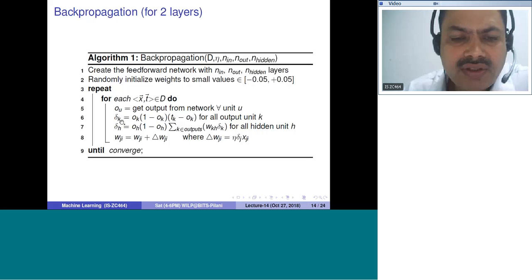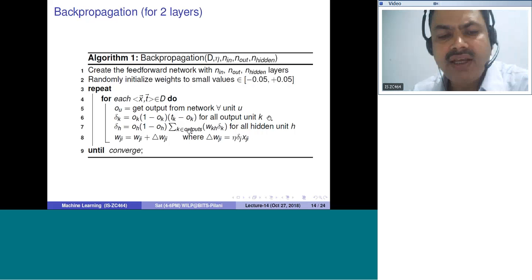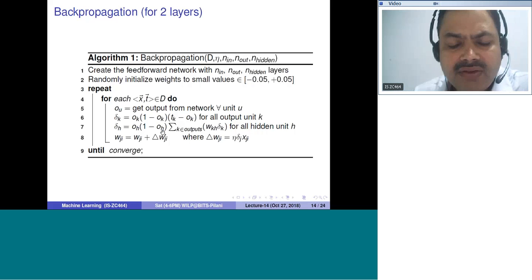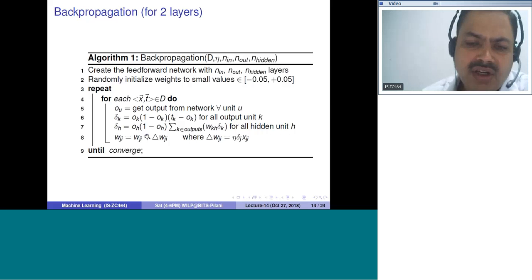For the output units, delta k is equal to Ok multiplied by (1 minus Ok) into (tk minus Ok) for all output units k. And for the hidden units, this is the formula: delta h is equal to Oh (1 minus Oh) times the summation over k belonging to outputs of Wkh delta k, for all the hidden units. Whenever you get these values, you multiply with xji, and by this you can modify the weights. You do it multiple times until the weights converge.